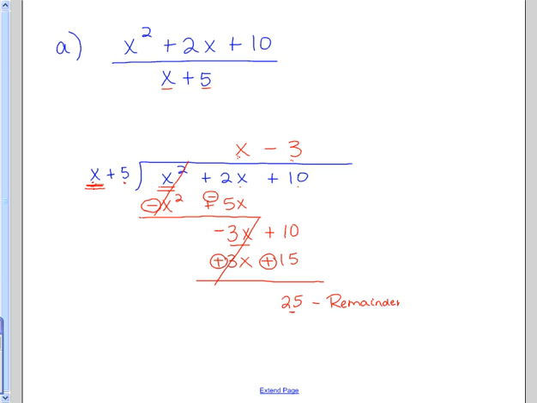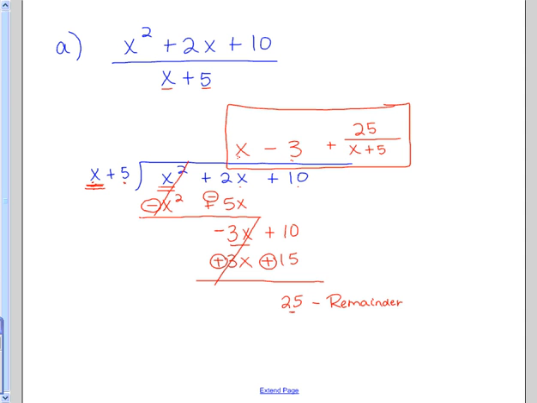And there are two ways you could write your answer. One would be just like what we did with the numbers. I would come up here and say plus my remainder, 25, over what I'm dividing by. And so all of my answer would be x minus 3 plus 25 over x plus 5.